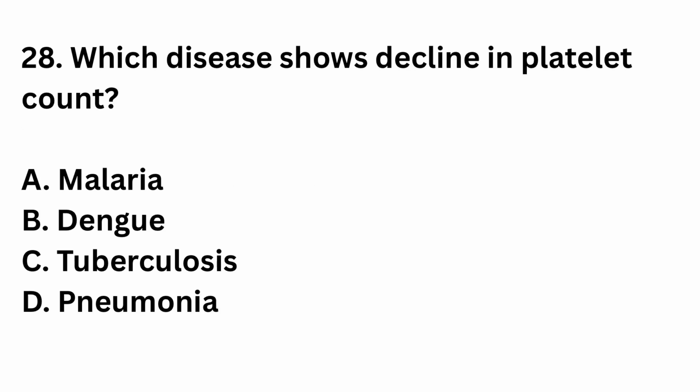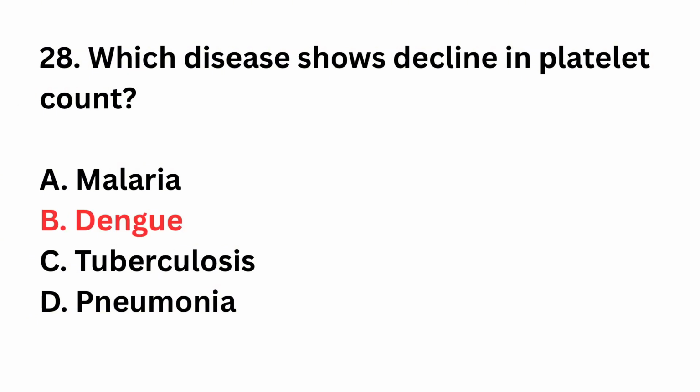Question number 28. Which disease shows decline in platelet count? Malaria, dengue, tuberculosis, pneumonia. The right answer is option B, dengue. Dengue virus causes thrombocytopenia. Severe cases lead to hemorrhage.